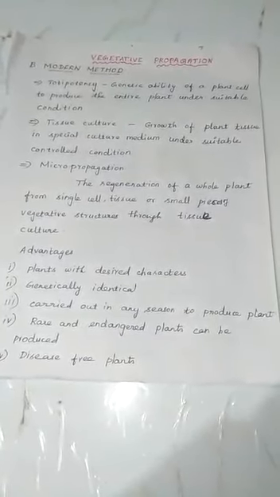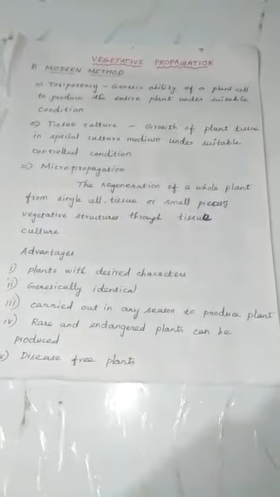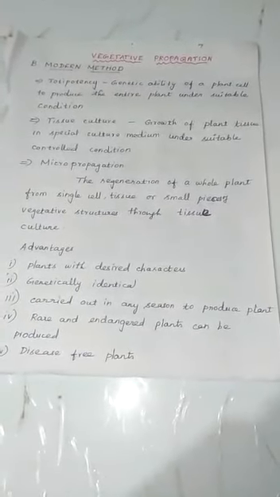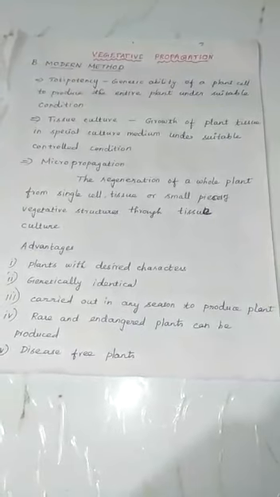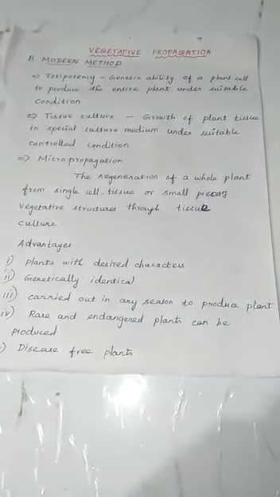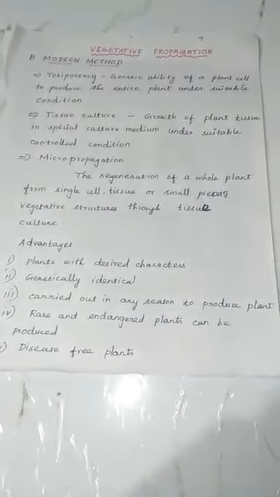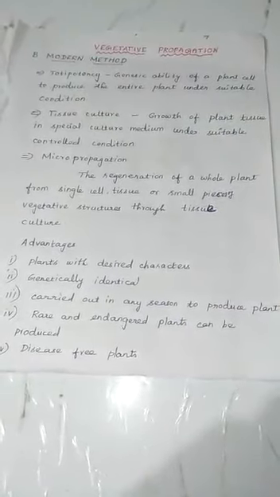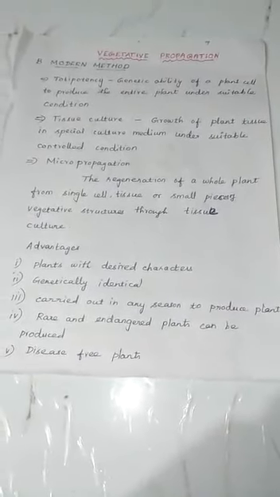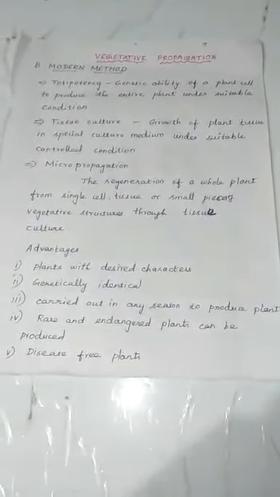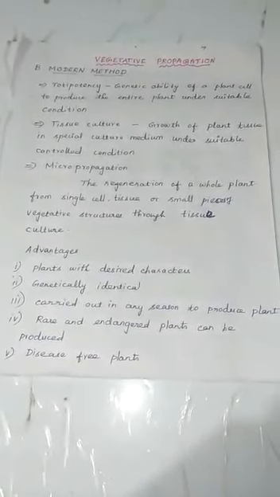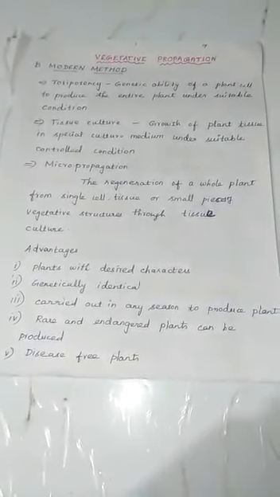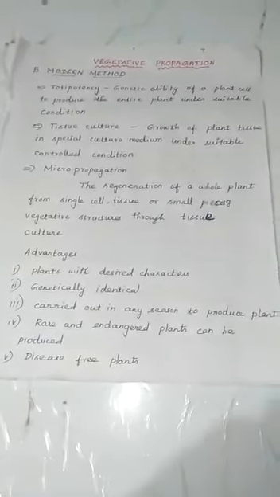There are two methods, natural method as well as artificial method. In natural method, I have already taught vegetative propagation in root, stem and leaf. Then in artificial method, there are two types. First one conventional method, second one modern method. In conventional method, there are three types. First one cutting, second one grafting, third one layering.